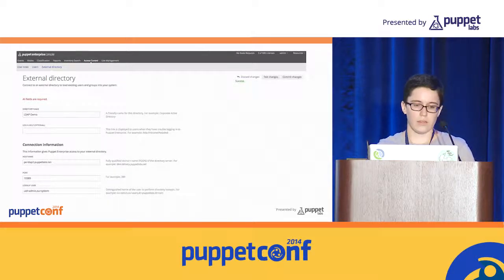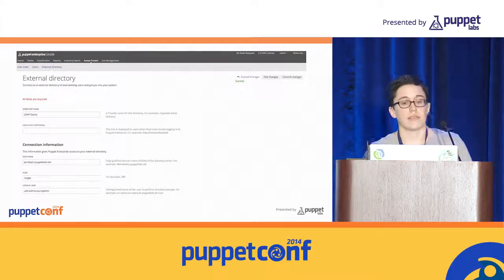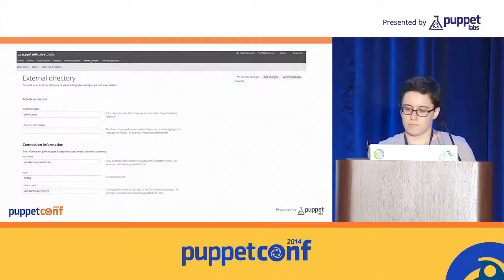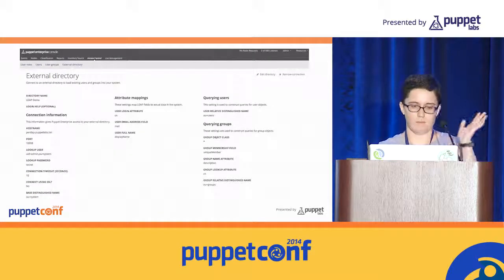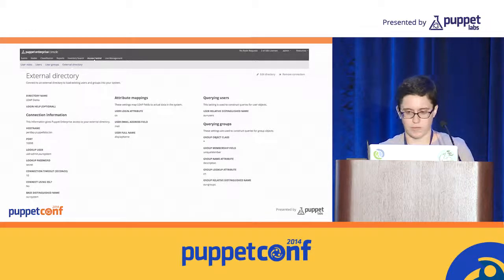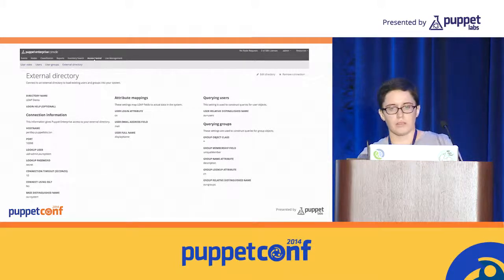And so I fill all of those in, and then I can go and test changes and see, was the console actually able to connect to my directory server and make a successful connection? And it was. Hooray. So this is what all of the settings look like. Lots of stuff to put in. Fun. Yay. All right, so now what?